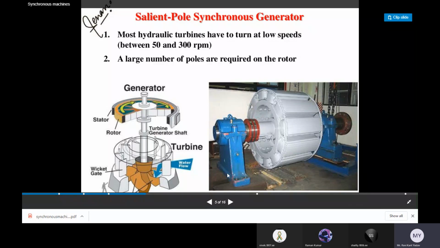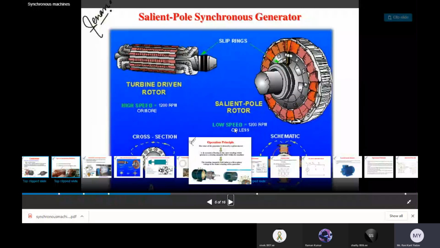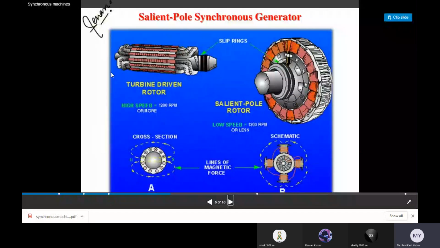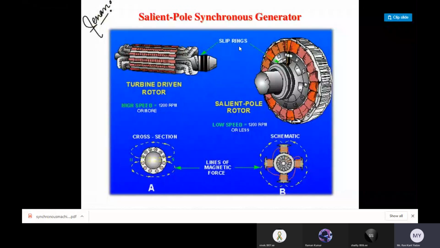Now we are talking about the salient pole synchronous generator. This is the turbine-driven rotor. The rotor is like that, and this is the slip ring. Why are we using a slip ring? The brushes are sliding on the slip ring, and we supply DC to the rotor circuit through the slip ring and brushes.